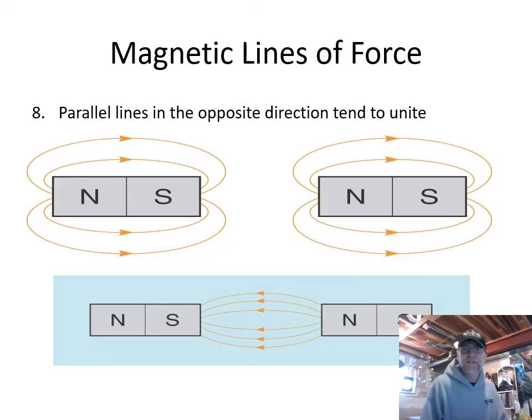Parallel lines in the opposite direction, we say that they tend to unite. They'll actually pull together. So right here we have a line of flux which is entering that south pole. That arrow is going to be down. And over here we have a line of flux that's exiting that north pole, and it's going to be going up. So right there we have two parallel lines of flux in opposite directions. And so what they will do is they will unite.